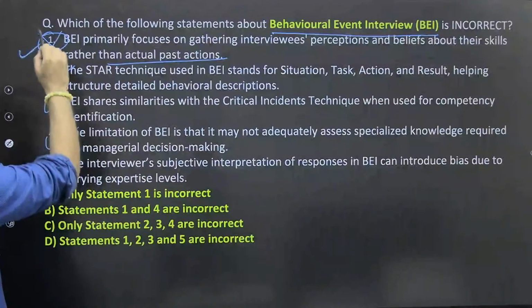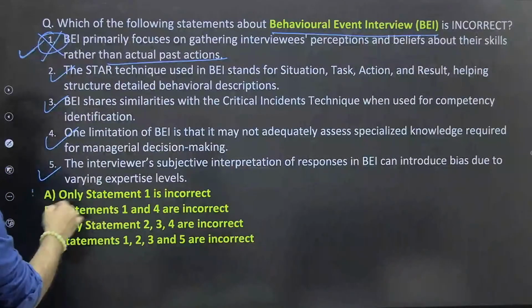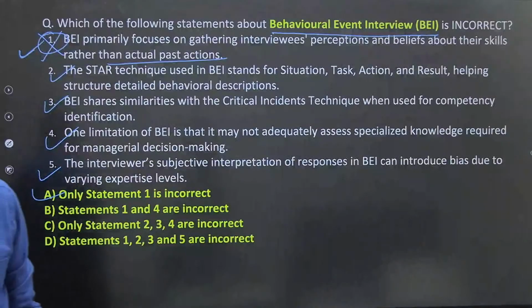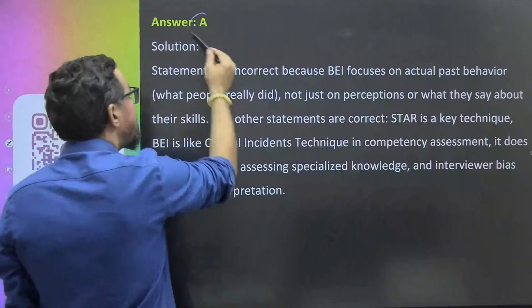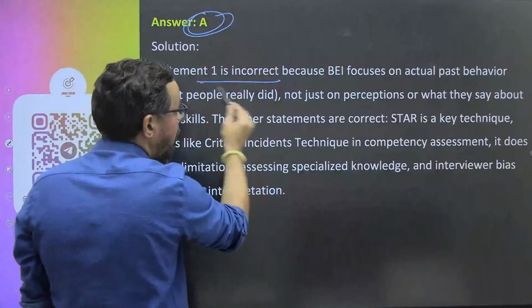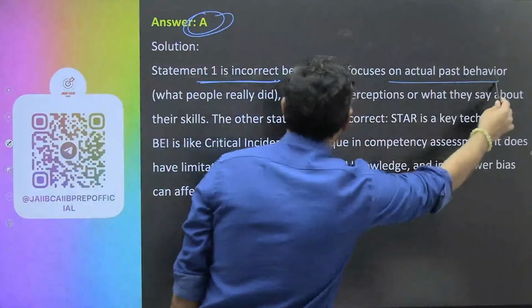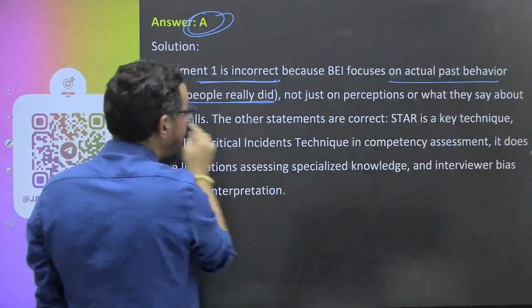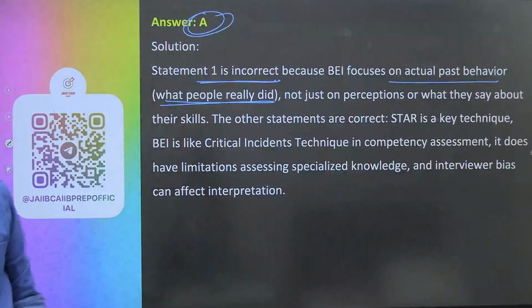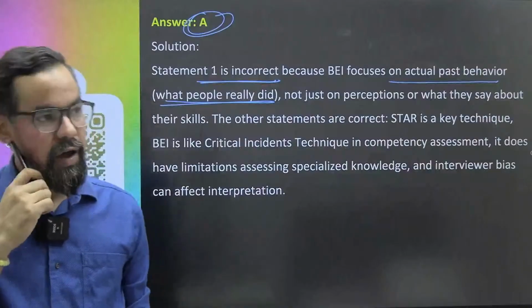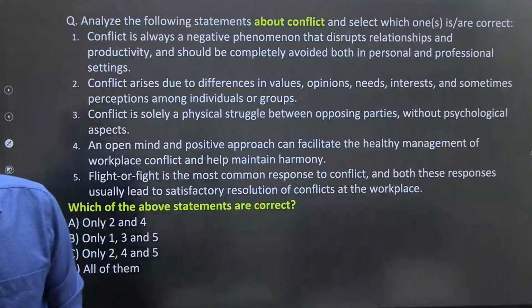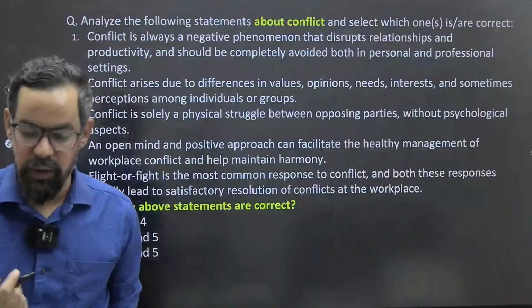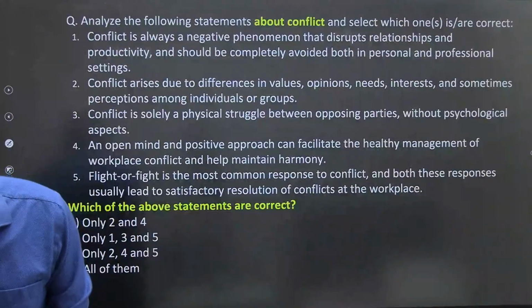So option A only, that means A should be the right answer for this one. Correct. Remaining all statements are correct. The only incorrect statement is the first, because BEI focuses on actual past behaviors, what people have done in the past. For that sake, let's say if we are hiring a new recruit, we can go with background checks and all those things that can help in this particular situation.